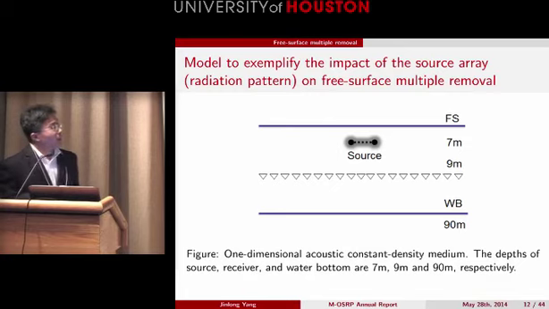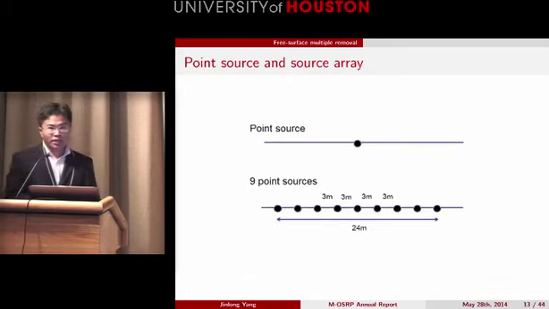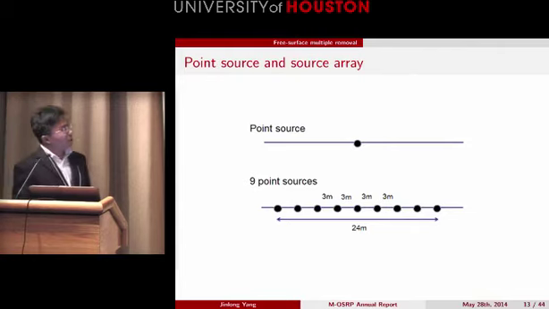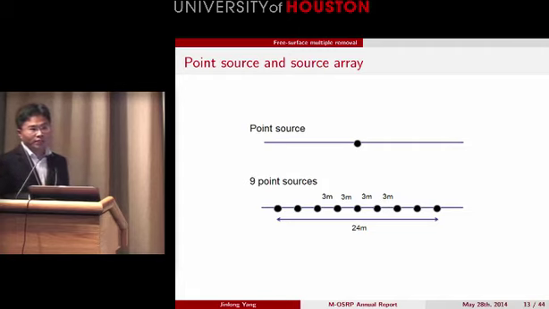For the point source, I want to show our current algorithm has the ability to predict the exact phase and amplitude of free surface multiple. And for the source array data, I want to show the modified algorithm can predict and remove free surface multiples completely.